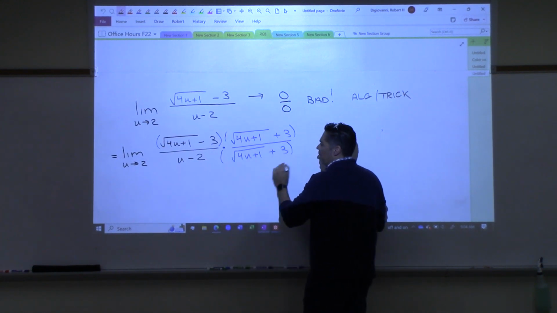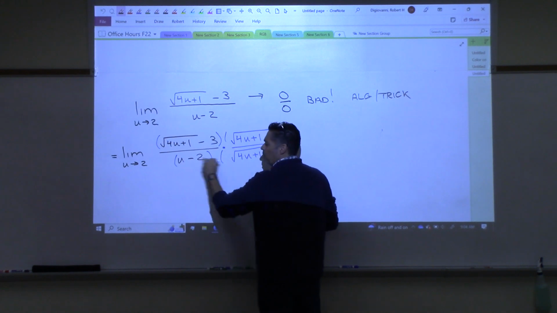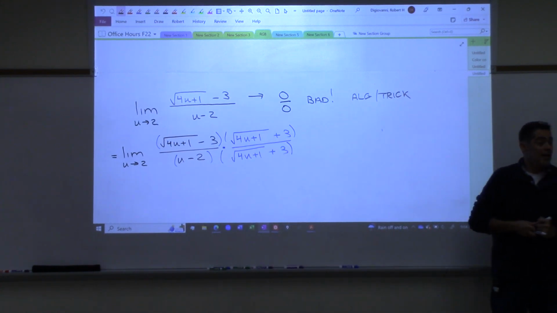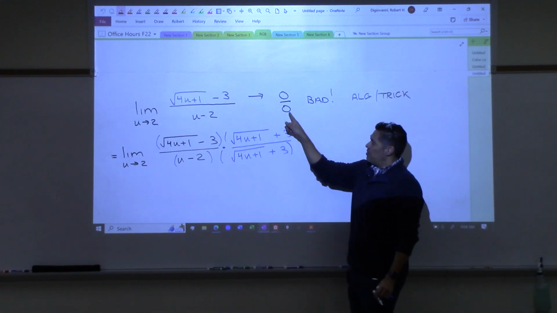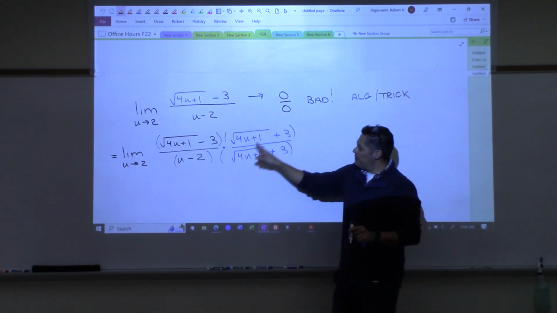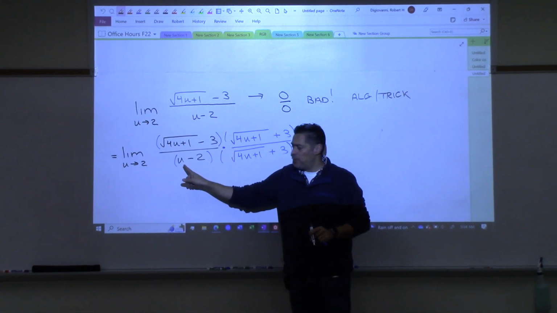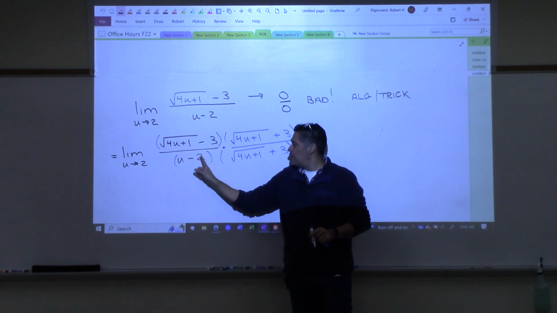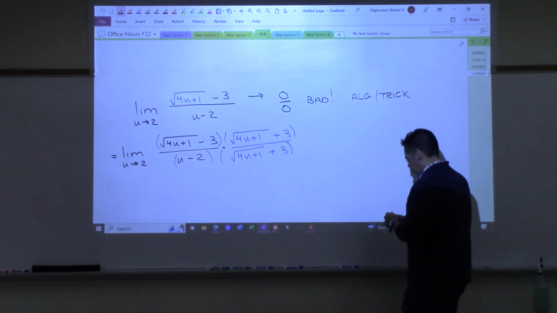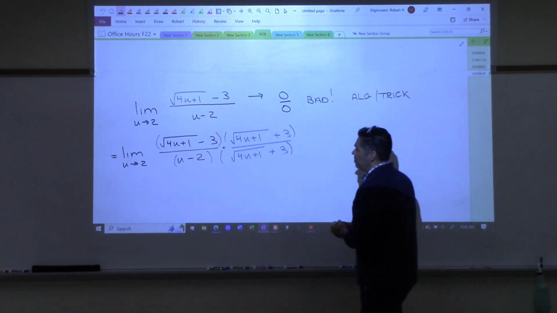And what am I going to do on the bottom? Am I going to expand the bottom out, multiply this out? No. Remember, our goal is to try and get there to be no 0 on the bottom, right? What's causing the 0 on the bottom? The u minus 2, right? If I replace this with 2, I get 0 here. So I want this to cancel. That's why I'm not going to multiply this through. All right. So I proceed through this.